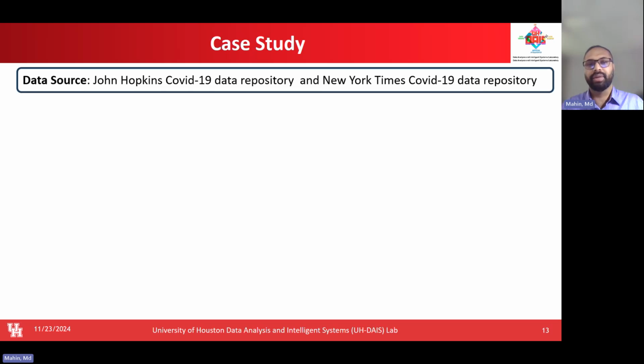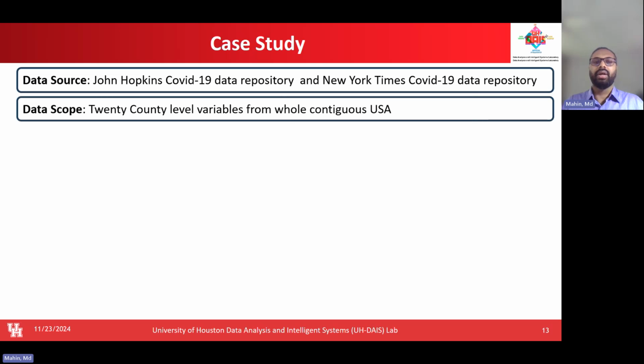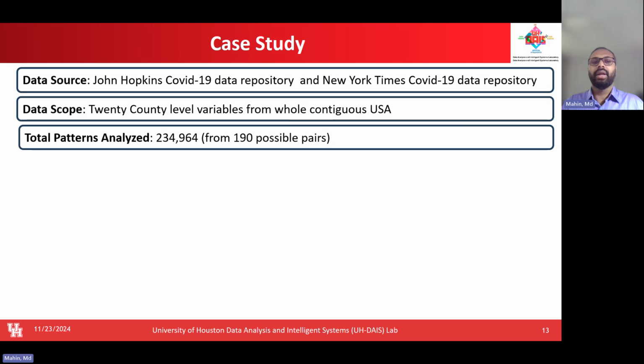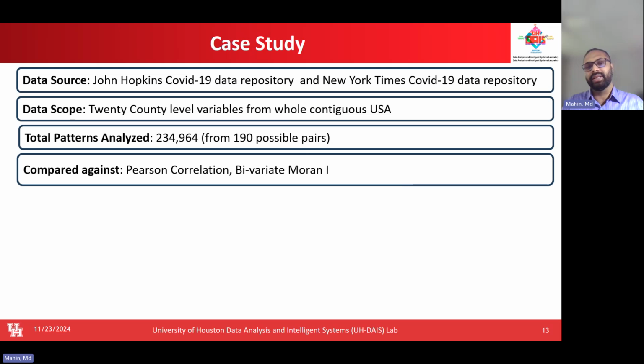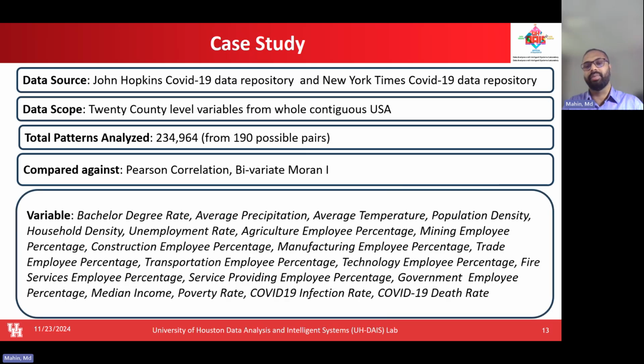So we performed a case study. Our case study collects data from the COVID-19 data repository and the New York Times COVID-19 data repository, and our data has 20 county-level variables for the whole continental US, and we analyzed a total of 235,000 patterns from 190 variable pairs from these 20 variables. And we compared it against Pearson correlation and bivariate Moran's I, and these are our variables.